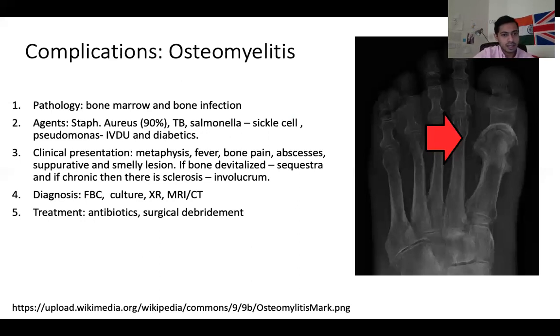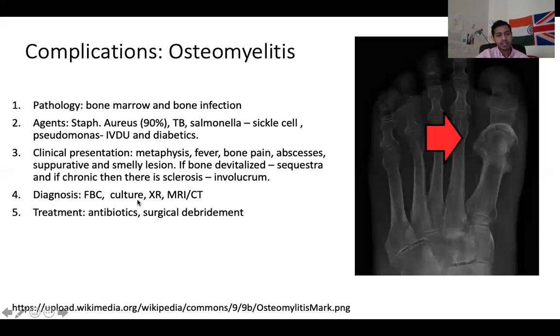Agents, usually it's Staphylococcus aureus, which tends to cause most of the infections. It can be caused by TB, and the infection where TB causes the osteomyelitis is known as Pott's disease. And it's usually more common in the vertebrae. Salmonella can also cause osteomyelitis, but it's also linked with sickle cell disease. And then finally, Pseudomonas, which is more commonly seen in diabetics and also IV drug users.